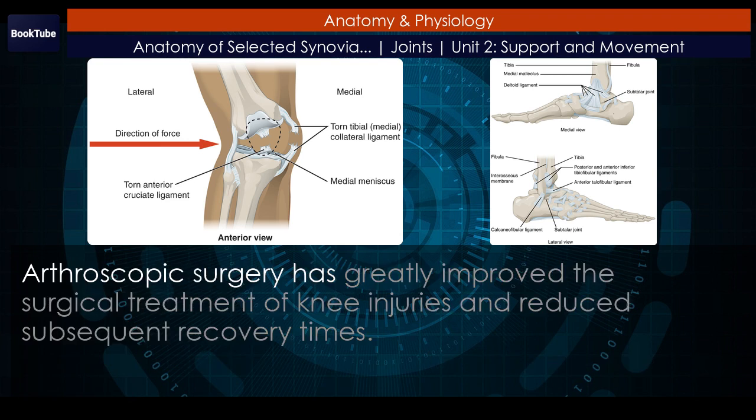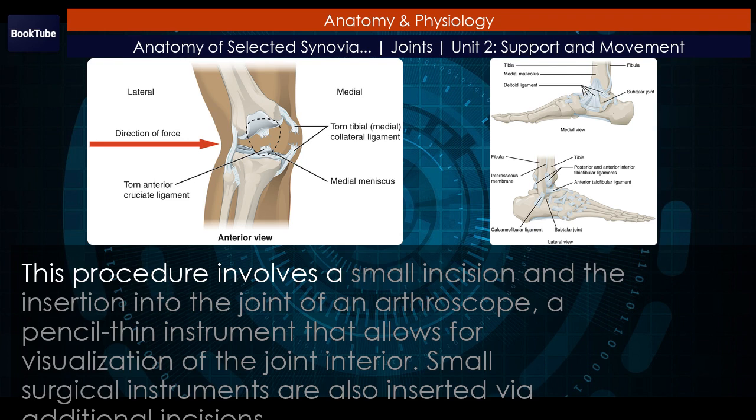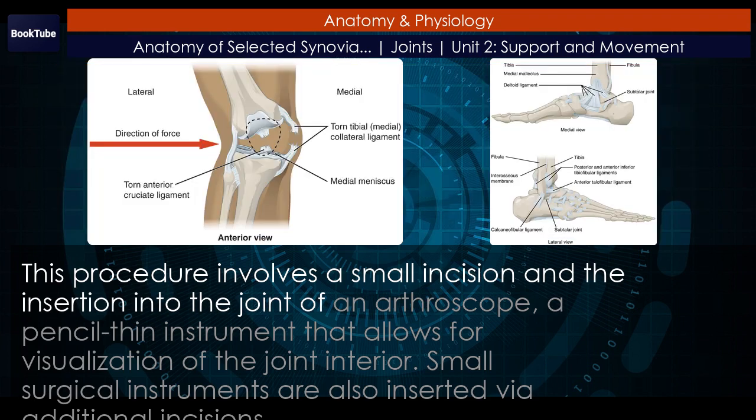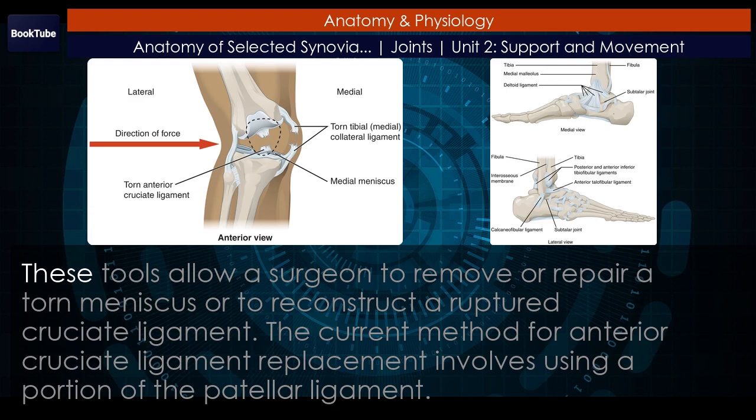Arthroscopic surgery has greatly improved the surgical treatment of knee injuries and reduced subsequent recovery times. This procedure involves a small incision and the insertion into the joint of an arthroscope, a pencil-thin instrument that allows for visualization of the joint interior. Small surgical instruments are also inserted via additional incisions. These tools allow a surgeon to remove or repair a torn meniscus or to reconstruct a ruptured cruciate ligament.